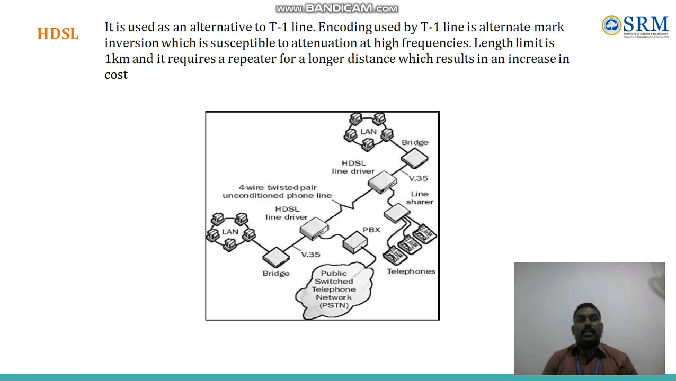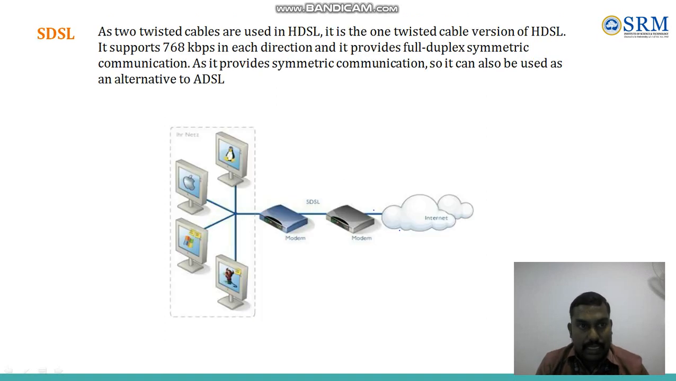And HDSL is used as an alternative to the T1 line. The encoding used by the T1 line is alternate mark inversion, which subscribes to attention the highest frequencies. The length limit is 1 kilometer, and a repeater is required for longer distance, which results in increased cost. So if you are using HDSL, the maximum distance is 1 kilometer. Suppose we want to extend the distance, we can use repeater devices that boost the signal, and we can transmit the signal over more kilometers, but we need repeater devices to increase the strength of the signal.